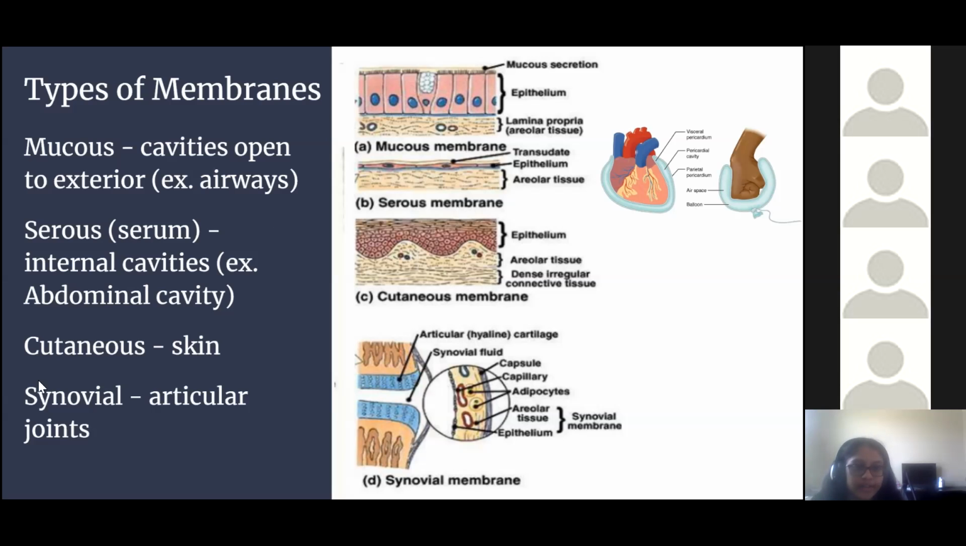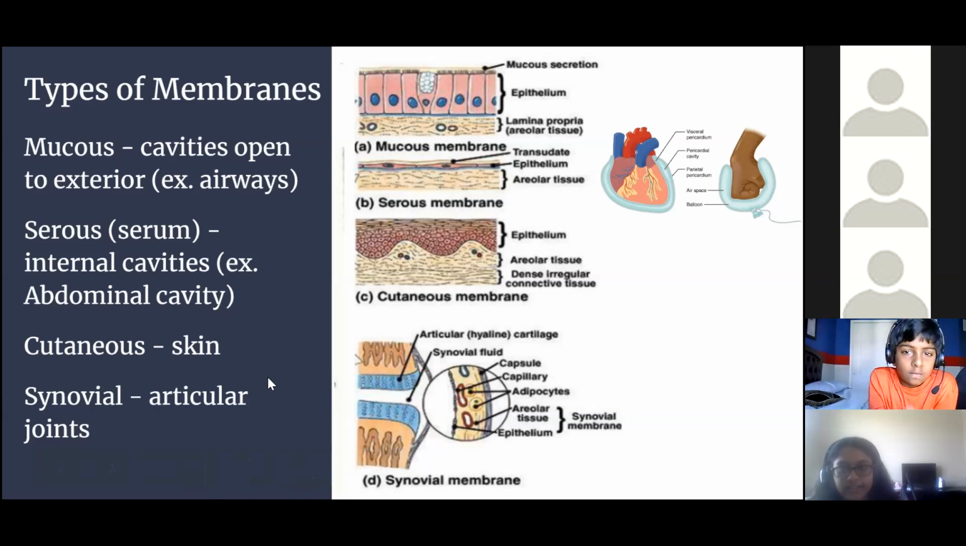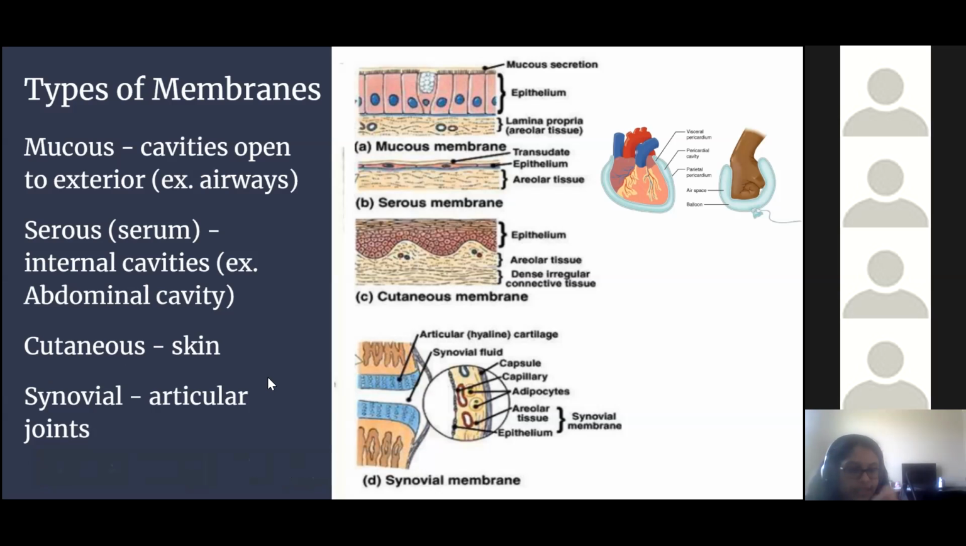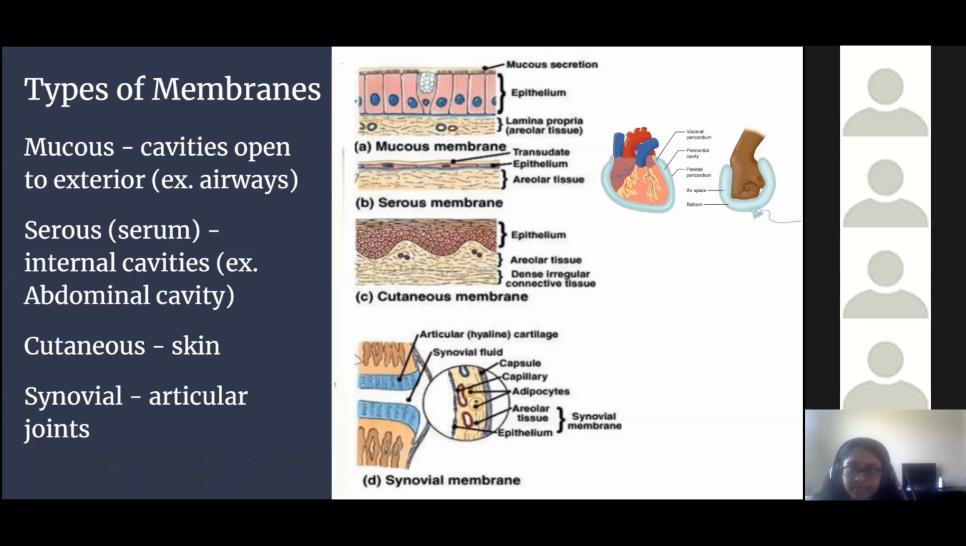So the third type of membrane I had here is basically just skin. The cutaneous membrane is basically synonymous with skin. And lastly, we have the synovial membrane. Does anyone remember where this was from? Skeletal system. And does anyone remember what kind of joint they're a part of? Yeah, it's part of a synovial joint.